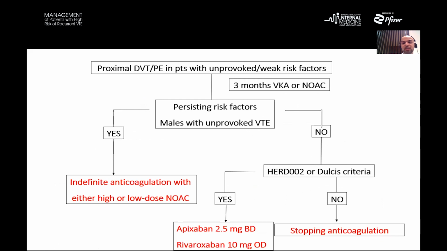once the patient has weak risk factors and unprovoked VTE, whether a DVT or pulmonary embolism, after 3 months of anticoagulation, you have to assess the patient for risk factors. If the patient is male with unprovoked VTE, yes, you have to decide about extending the anticoagulation, whether high dose or low dose of NOAC. And if there are no risk factors, you have to assess the patient by the criteria I showed you in the table. If you don't have any positive criteria of those, stop the anticoagulation. However, when you have any of these, decide about extending the anticoagulation for another period, which should be assessed later on, by either apixaban 2.5 milligram BID or a small dose of rivaroxaban.